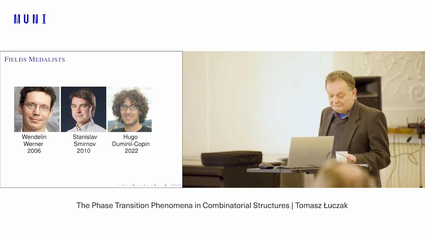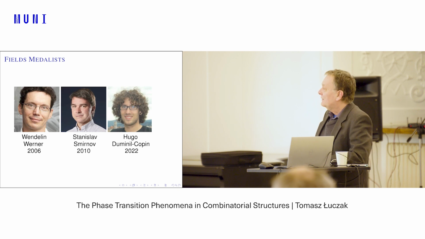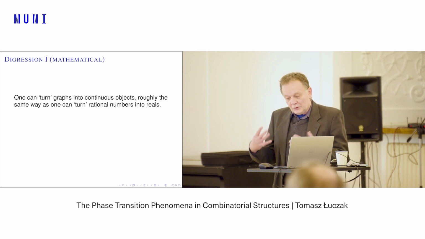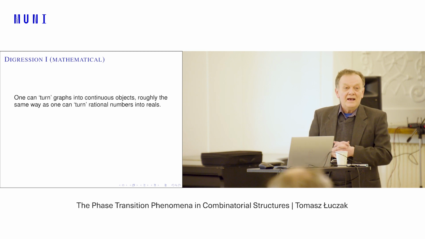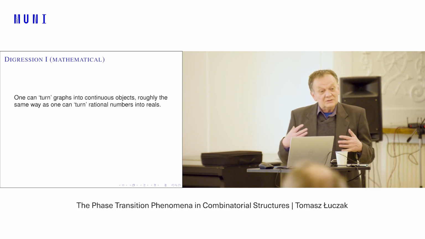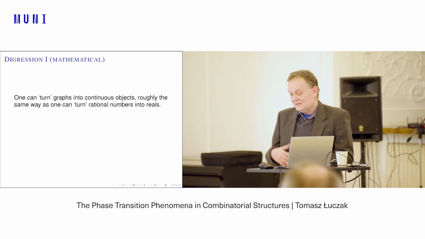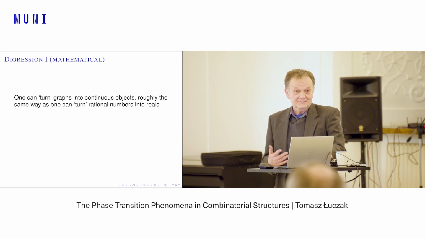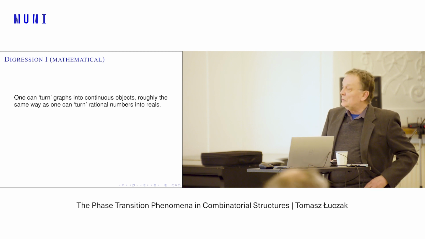But at this moment, let me make two side remarks. The first side remark is the following. As I told you, Smirnov and Werner proved something, and it was not about graphs. It was something about some sort of continuous objects. It turns out that there is a way that we replace graphs by graph limits and get some sort of continuous object we can deal with.